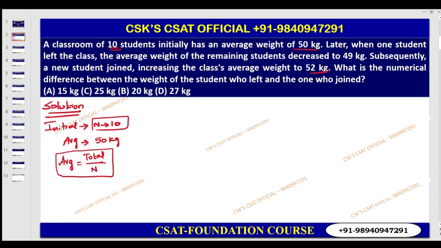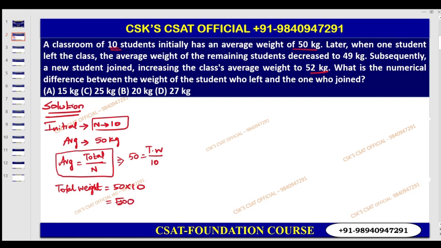Therefore, this is related to the weight. Let us take this as a weight. So the total weight here is equal to, substitute here. So this implies that average here is 50. TW I am taking as total weight. N here is 10. So therefore total weight is equal to what? 50 into 10, which becomes 500.